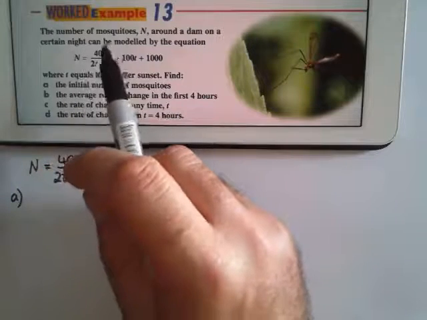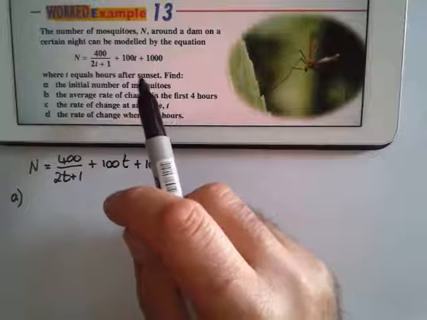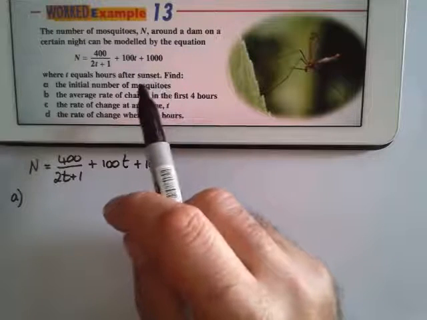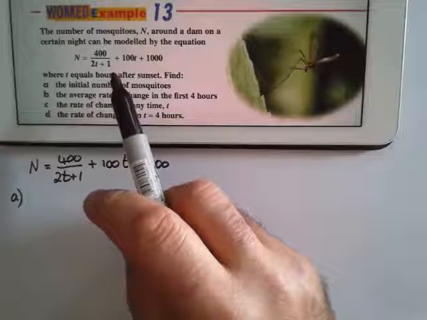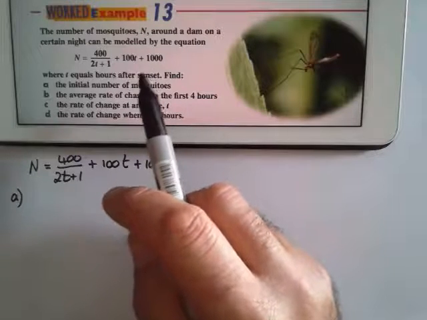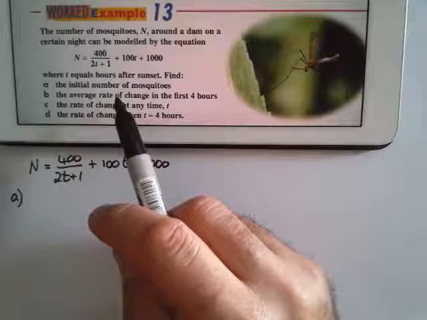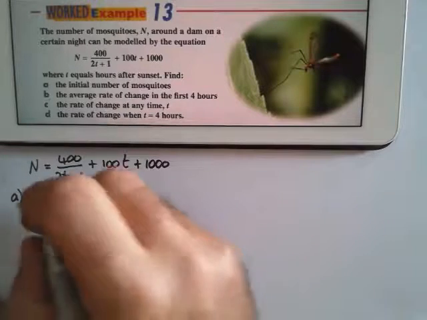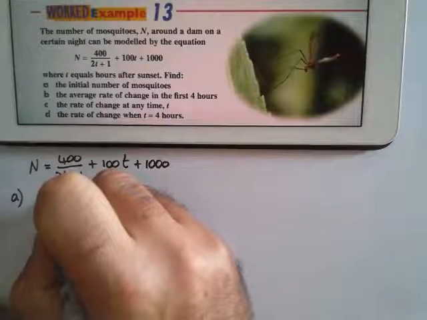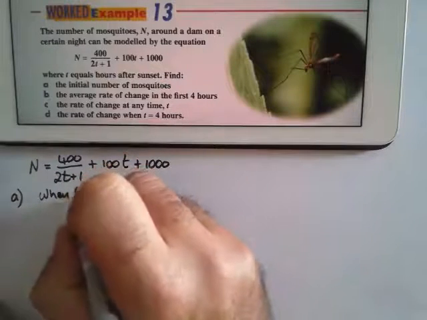The number of mosquitoes in around a dam on a certain night can be modeled by this equation: N equals 400 over 2t minus 1 plus 100t plus 1000, where t equals the number of hours after sunset. Now let's say find the initial number of mosquitoes. So when n equals 0, when t equals 0.